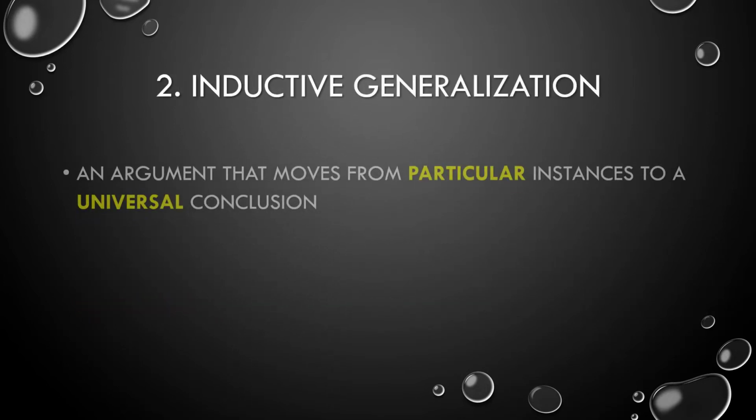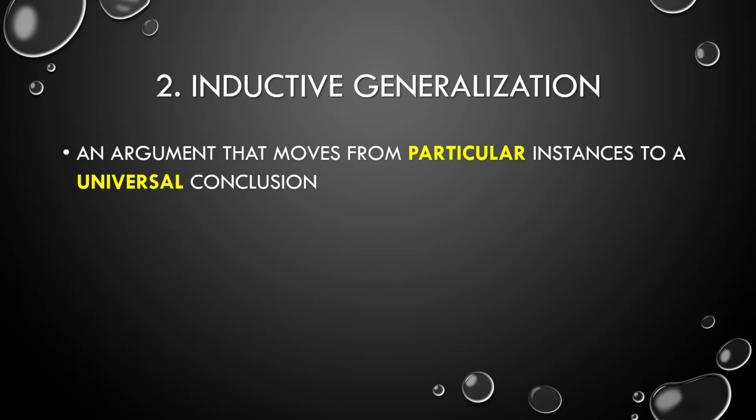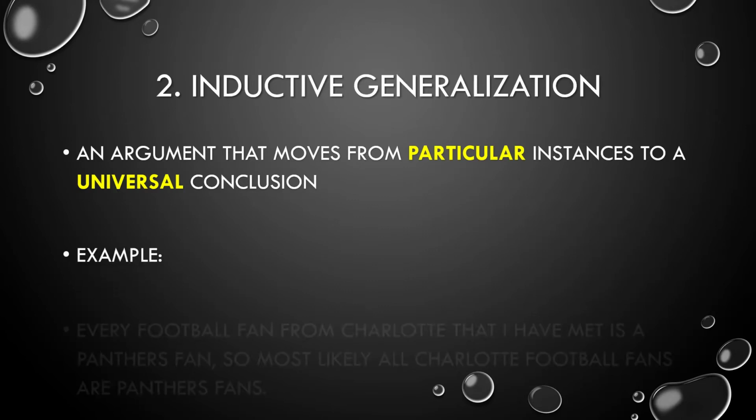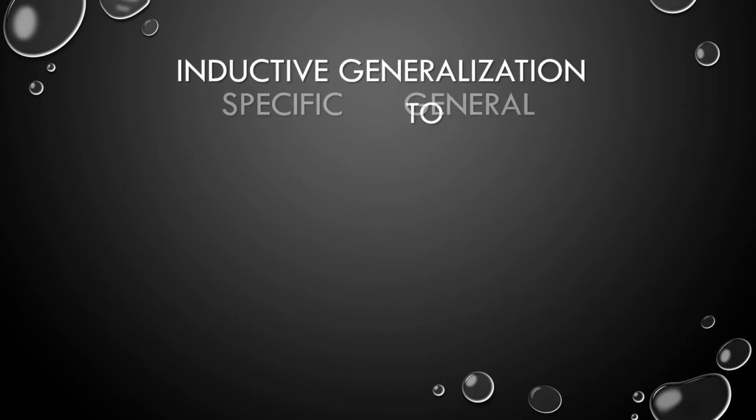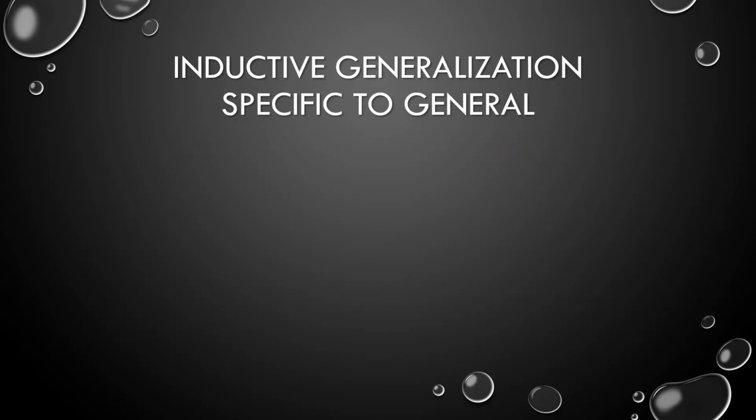With an inductive generalization, we're actually going to be moving from particular instances to a universal conclusion, or from specific examples to a general conclusion. So, for example, every football fan from Charlotte that I know or have met is a Panthers fan. So I'm going to conclude that most likely all Charlotte football fans are Panthers fans. The inductive generalization, like we said, moves from specific to general, and here the target is a class or a population. And it's important to have an idea of what will count as a member of a population before selecting specific instances.